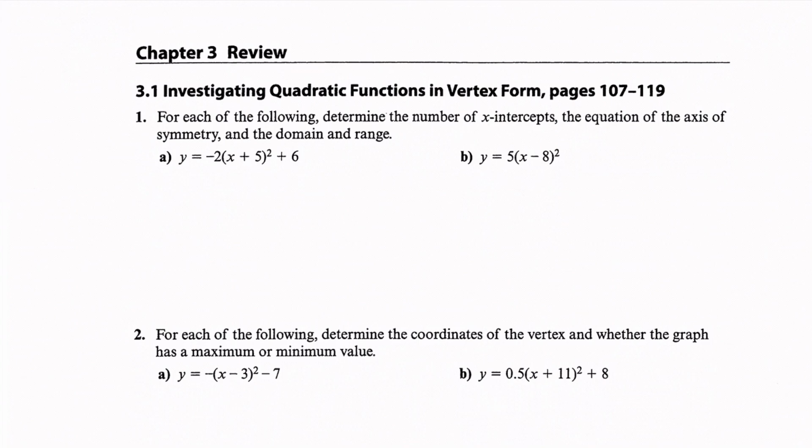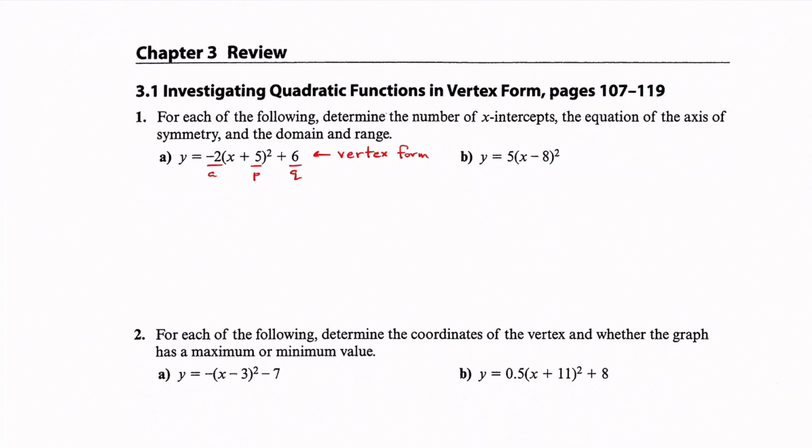So number 1, it says for each of the following determine the number of x-intercepts, the equation for the axis of symmetry, and the domain and the range. And for this one we got this function here. I can see that that is written in vertex form, where this is my P, that's my Q, and that's my A. So I got my A, my P, and my Q.